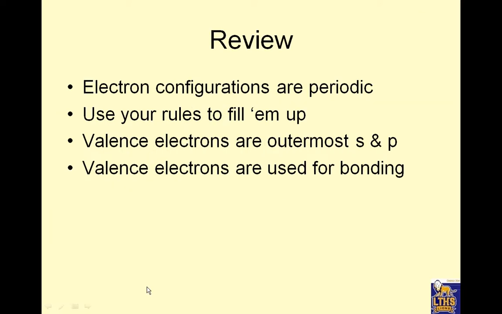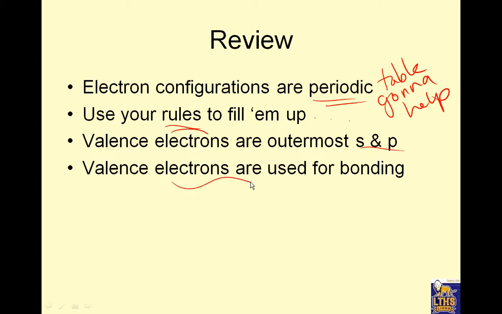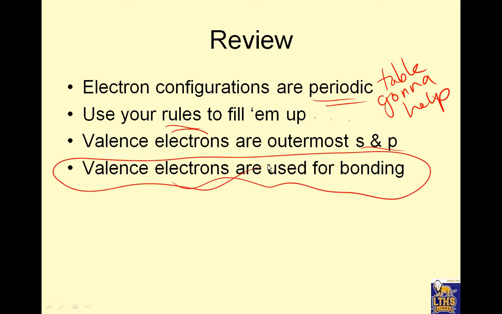Okay, thanks for playing. As we review, electron configurations are periodic, so the periodic table's going to help us. Now, use your rules: Aufbau rule, Pauli exclusion principle, Hund's rule. Use your rules. Valence electrons are the outermost s and p electrons, and this is previewing for what kind of fun's coming: they're used for bonding.